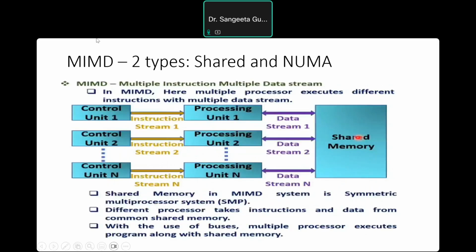The last approach is MIMD, multiple instruction and multiple data stream. Here we have multiple instructions which are all executing across multiple processing units, and these instructions are fetching multiple data items from a single common memory. So there is a concept of shared memory in the MIMD mechanism. This shared memory system is known as a symmetric multiprocessing system. Different processors take the instructions and data from the common shared memory. The program will be executed along with the shared memory through the help of multiple buses.